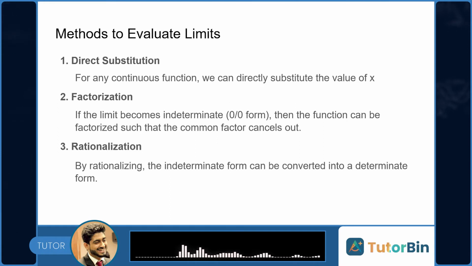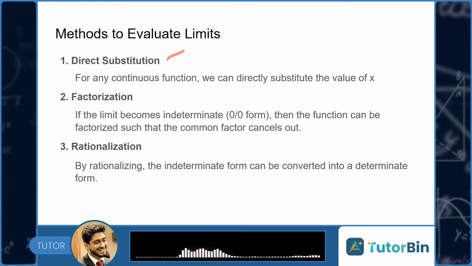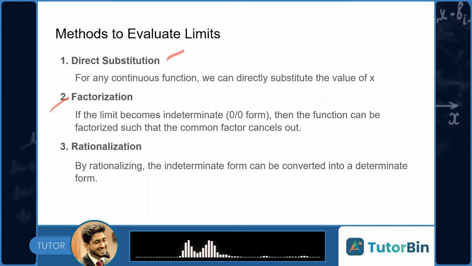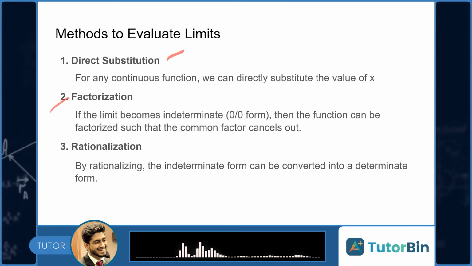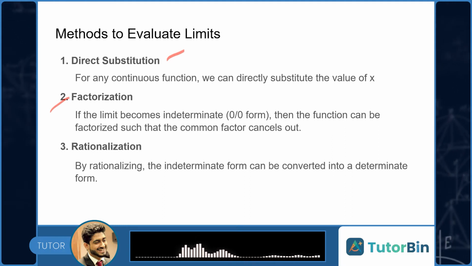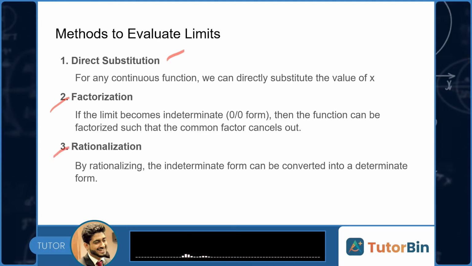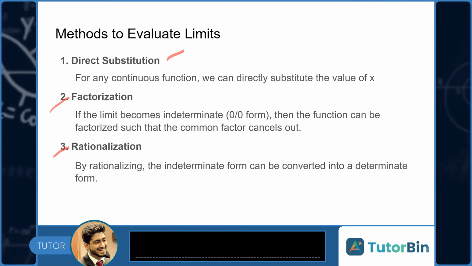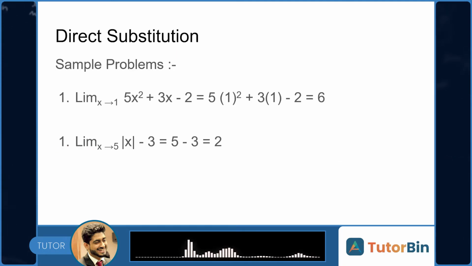So let's see the methods of evaluating limits. We have several methods. The first method is direct substitution. For any continuous function, we can just directly put the value of x and we will get the limit value. The second method is the factorization method. If the limit becomes an indeterminate form, that is 0 by 0 form, then the function can be factorized; we split our function into factors and those factors can be cancelled out. The third method is rationalization. In this method, if there is an indeterminate form, we rationalize it and it can be converted into a determinate form.